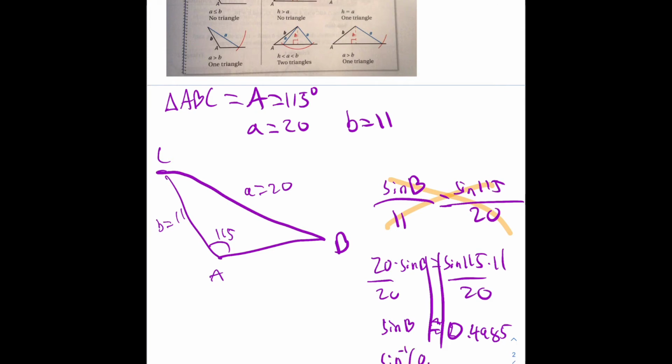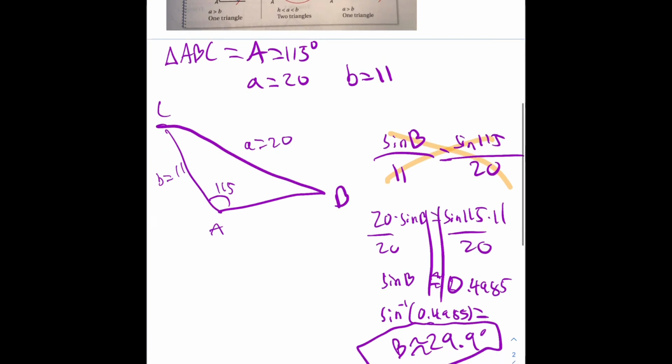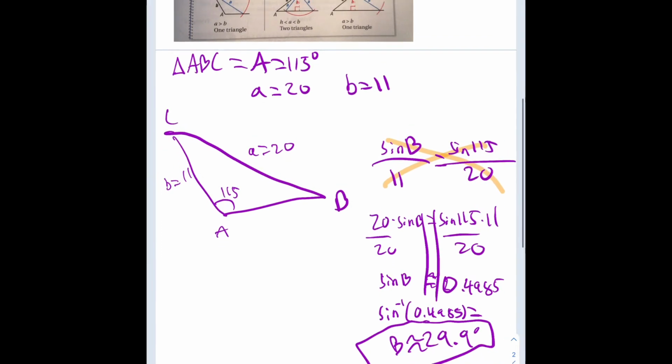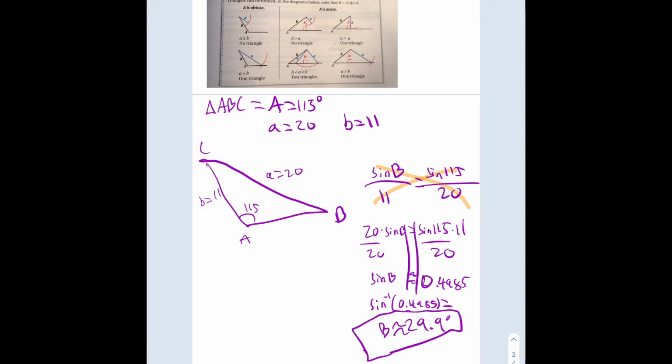And so when I take the inverse of sine at 0.4985, I get an answer of about 29.9. So B is approximately 29.9 degrees. That's going to be one of my answers. Again, you have to get multiple answers for these. So angle B is one of the answers that I needed.